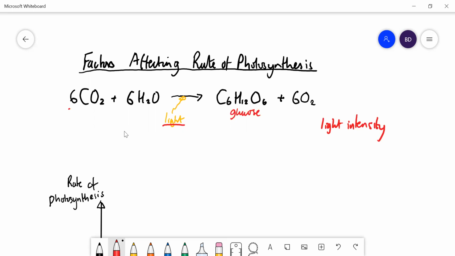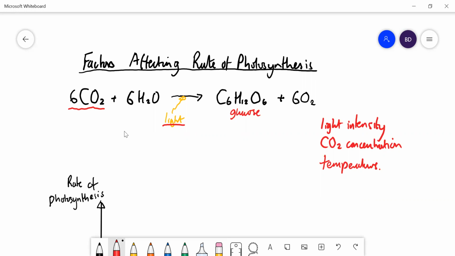And we need carbon dioxide for this reaction to proceed. So carbon dioxide concentration will also affect the rate. If you have higher concentrations of carbon dioxide, you might expect to get a higher rate. And like any chemical reaction, don't forget it is a chemical reaction, temperature will affect the rate. Okay, so we'll have a think about all of those in turn.